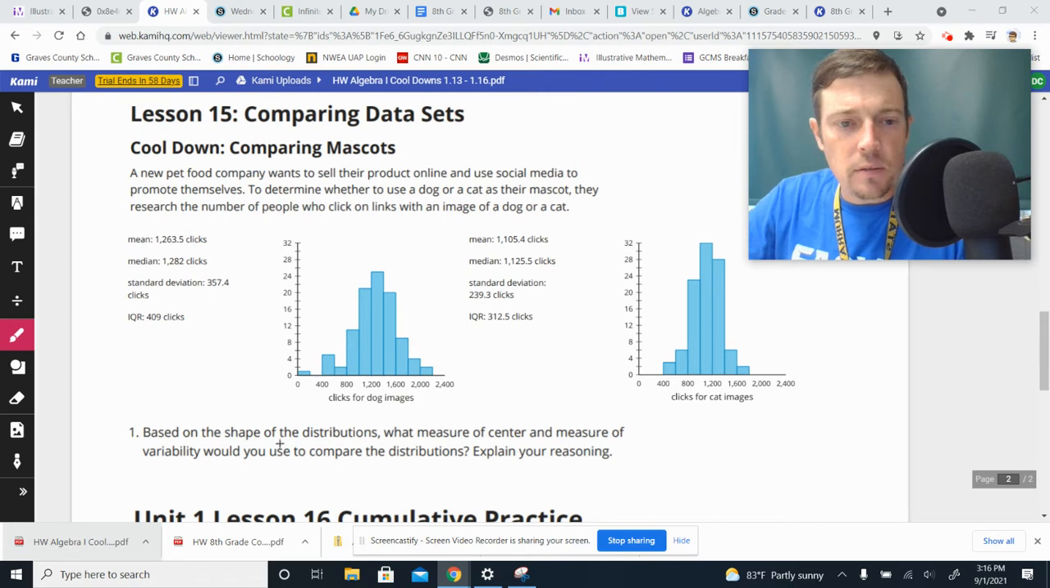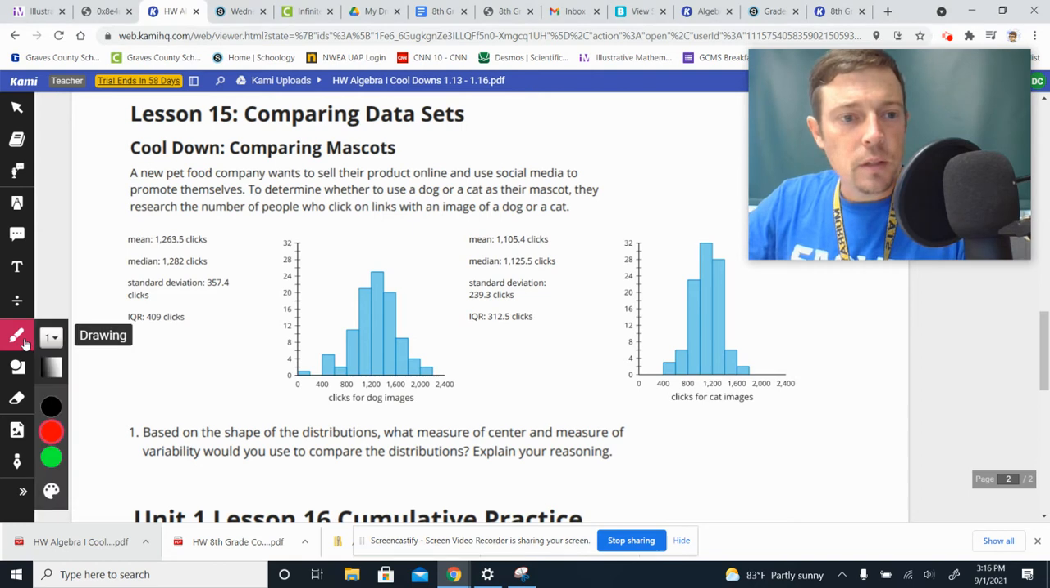And we're asked, based on the shape of the distribution, so we can see the shape from the graph, what measure of center and measure of variability would you use to compare the distribution? So let's jump into this.